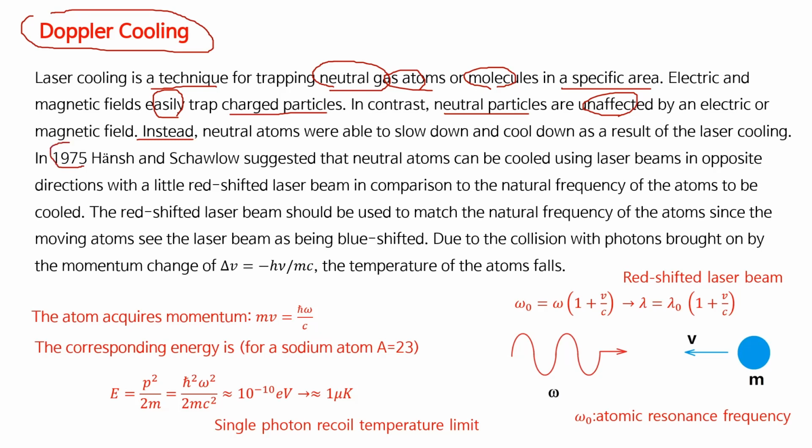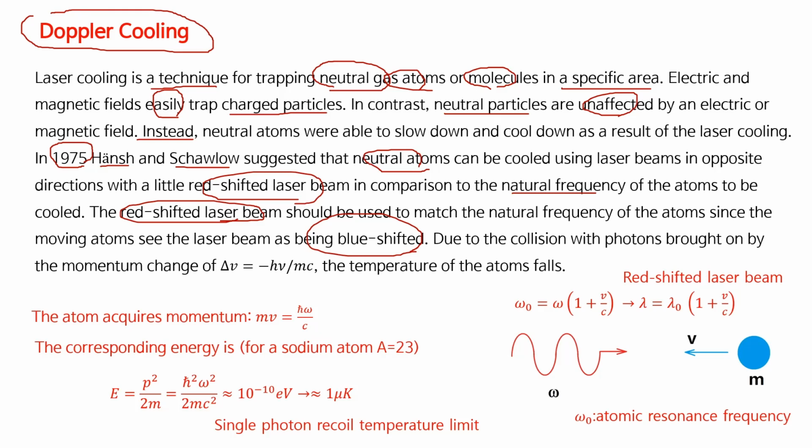In 1975, Hänsch and Schawlow suggested that neutral atoms can be cooled using laser beams in opposite directions with a little red-shifted laser beam in comparison to the natural frequency of the atoms to be cooled. The red-shifted laser beam should be used to match the natural frequency of the atoms, since moving atoms see the laser beam as being blue-shifted. We'll explain later.